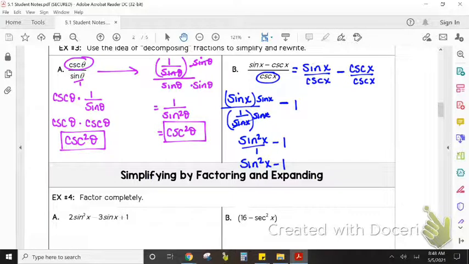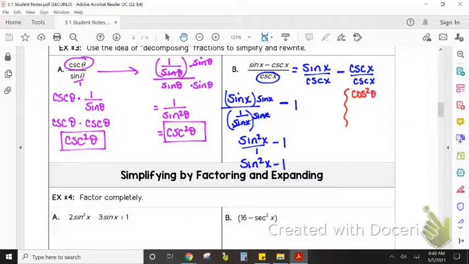Now, something to watch out for. This just said to use the idea of decomposing the fractions to simplify and rewrite. So it didn't tell me to factor, okay, because this has two different ways we can go. One, factoring, which we're going to talk about in the next section, this is a difference of squares, so we could factor it out. Two is anytime I see something with a squared and a 1, it makes me think about my Pythagorean identities, okay? So I'm going to look back and see, is there a Pythagorean identity that has a sine squared and a 1 in it? And you should answer, yes, there is. The very first one that we looked at.